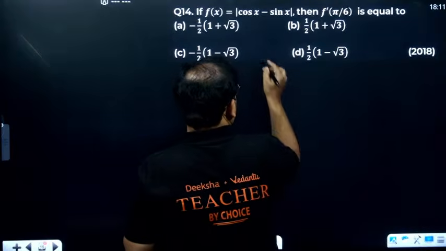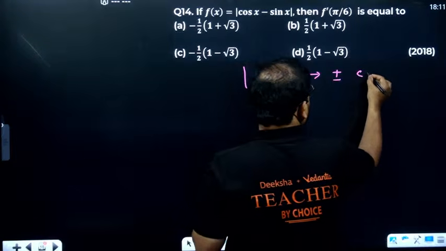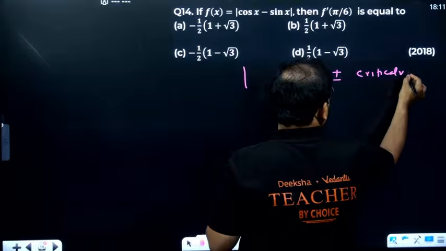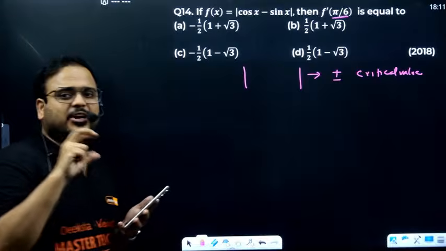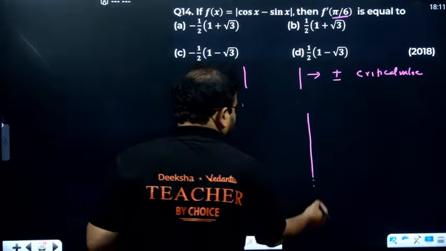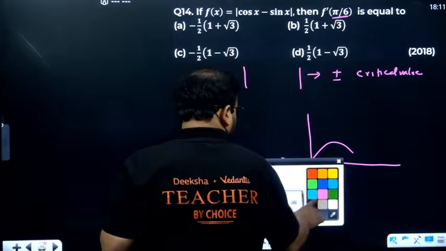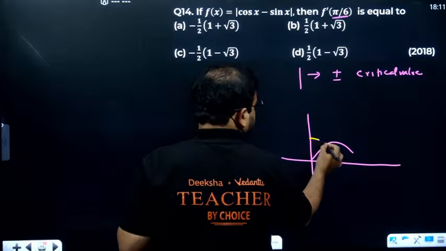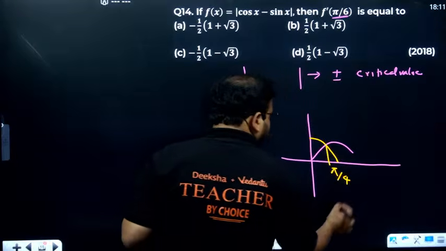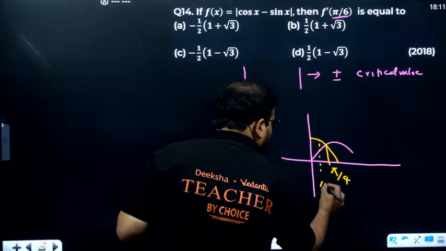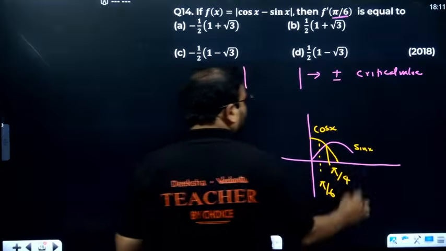Cos and sine difference is there, but we have modulus. We know modulus depends upon a positive or negative value based upon the critical value, right? Where it is positive or negative we don't know, but we know the value is given as pi by 6, meaning I need to find across that value only. So we'll draw the graph of both the functions. Sin x looks like this and cos x is like this, right? This merging point is pi by 4, which is 45 degree, and 30 degree will be somewhere over here, pi by 6. Can you check over here? Cos x is higher and sin x is below, right?